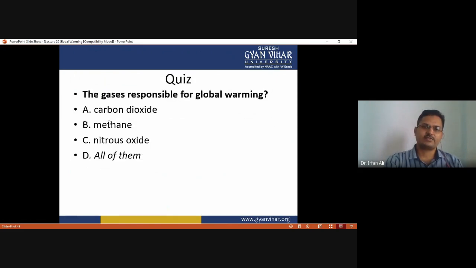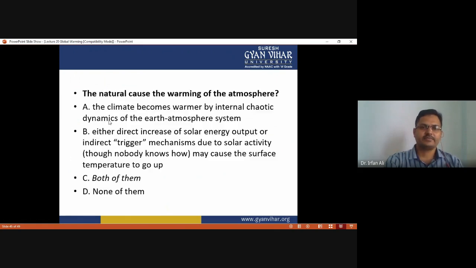The gases responsible for global warming. All these gases are responsible for global warming, so option D is correct. The natural cause of global warming: the climate becomes warmer by internal chaotic dynamics of Earth's climate system, and also by a direct increase of solar energy. So solar activity is also responsible for global warming. Both of these are natural causes, so option C is correct.